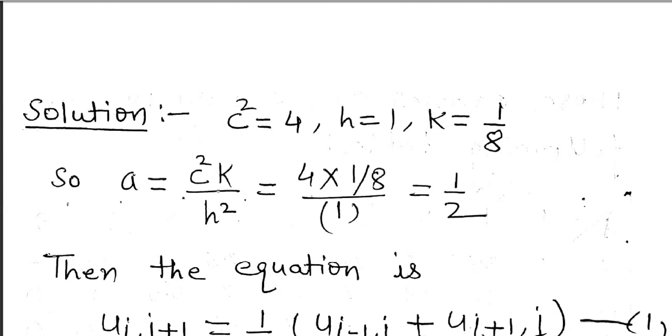So here c square is equal to 4, h is equal to 1, k is equal to 1 by 8. So what is the A? A is c square k upon h square. So whenever we put c square is equal to 4, h is equal to 1 and k is equal to 1 by 8, then after simplifying we get A is equal to 4 into 1 by 8 upon 1, which is equal to 1 by 2.